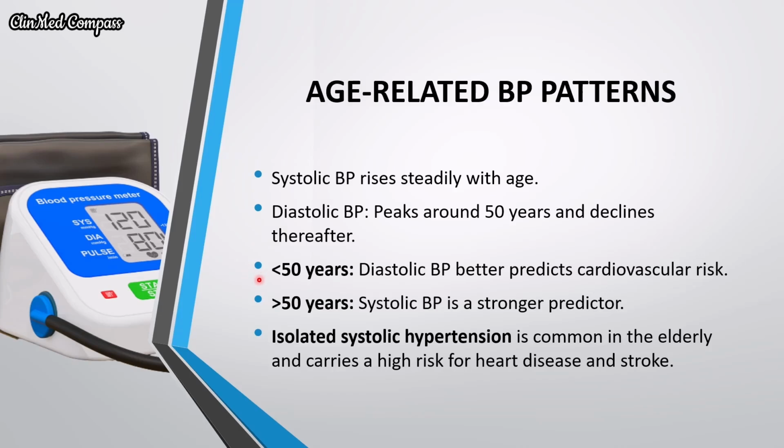In people under 50 years, diastolic blood pressure is a better indicator of cardiovascular risk factors, while in those over 50, systolic blood pressure becomes more important. This shift explains why isolated systolic hypertension is common and dangerous, especially in the elderly. It carries a high risk of stroke and heart disease and should not be ignored or undertreated.